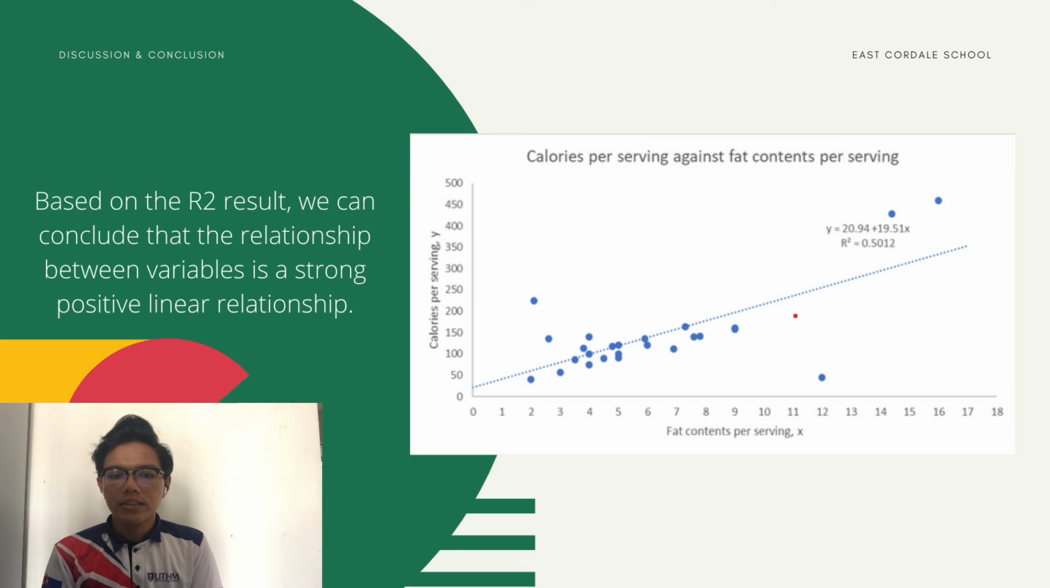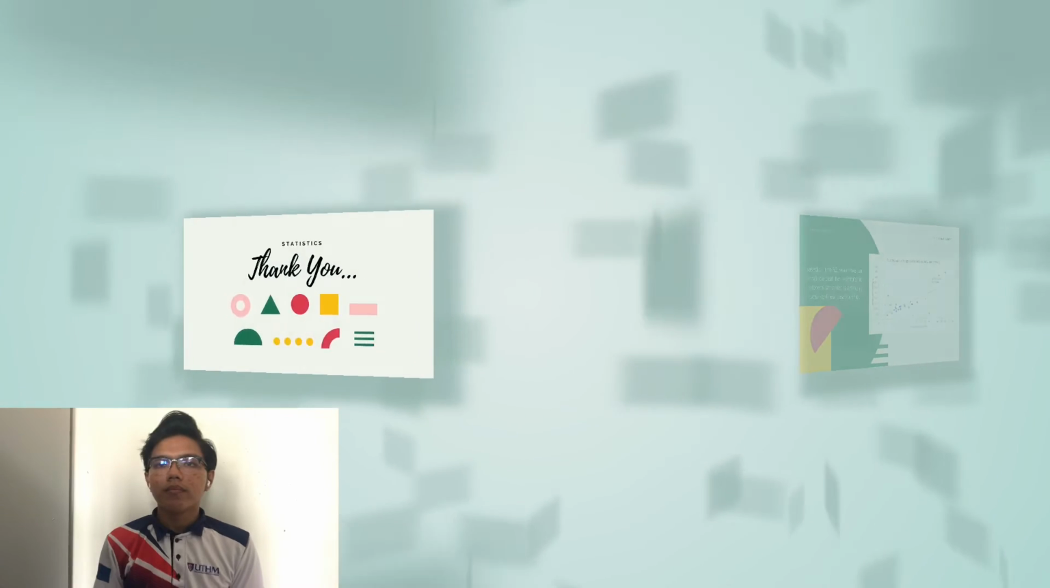Last but not least, in the first question, to find the value of r to the power of 2, the formula of the coefficient of determination will be used. Based on our calculation, r to the power of 2 is 0.5012, and we have concluded that the relationship between the variables is a strong positive linear relationship.